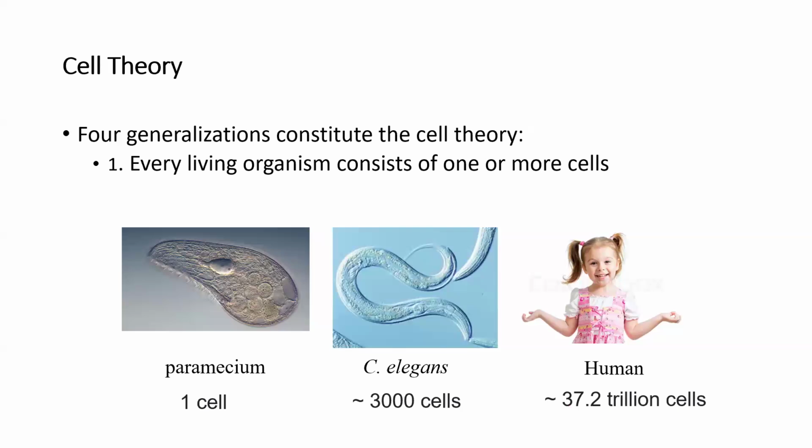So the cell theory has 4 parts to it. Number one, every living organism is made up of one or more cells. So this is another organism that's related to the amoeba. It's called a paramecium. We will see this guy come back a few times throughout the course. It's just one cell big, one cell living in a pond. You won't even see it, because they are so small.